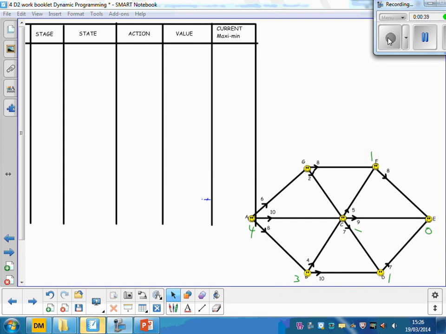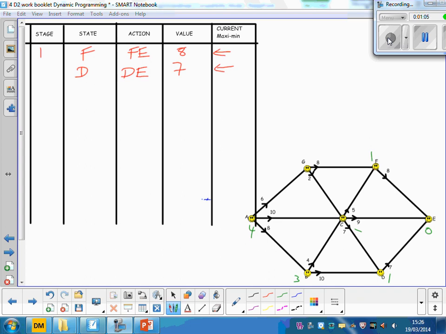So we're looking for the lowest bridges, and we want the highest of these lowest bridges. Usual start at stage one, we just start at F and we go F to E, and there's no decision to be made. The value is just 8. That's the best thing. And also down the bottom at D, you've got to go D to E. The only road you could use there is the 7, and so that's the best one.